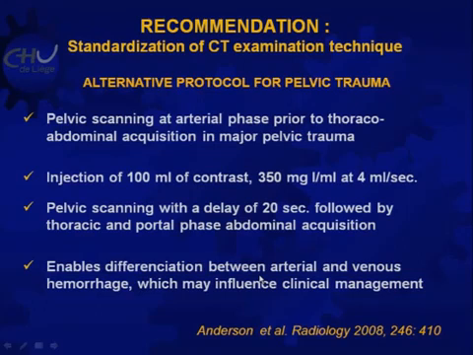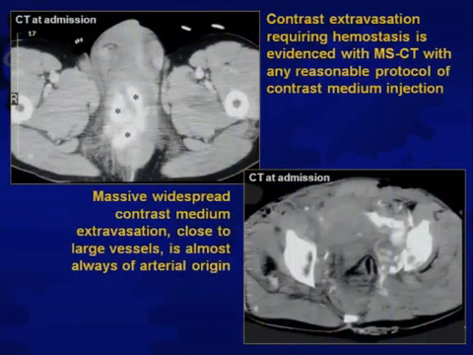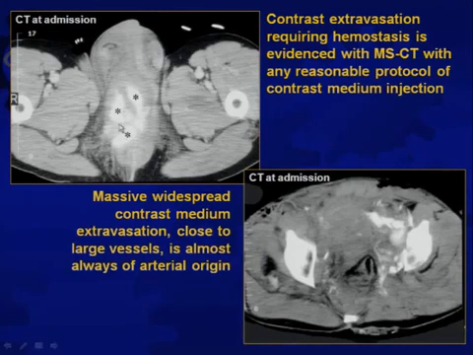But if you would do this in a patient with abdominal pelvic trauma, you see the very important extravasation here in the perineum, and in another patient you see the extravasation in the pelvis. We are not using this particular protocol in order to standardize a maximum. And I would say that massive widespread contrast medium, which is close to a large vessel, is almost always of arterial origin. The venous bleeding is delayed somewhat. It comes a little bit later. It is not so massive.